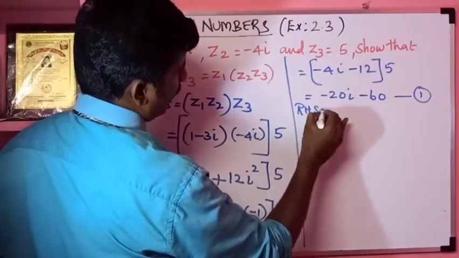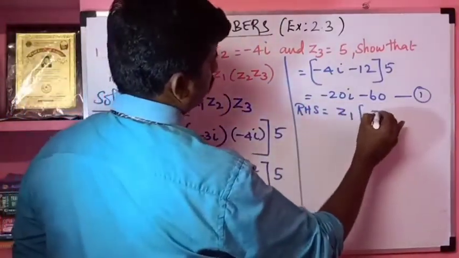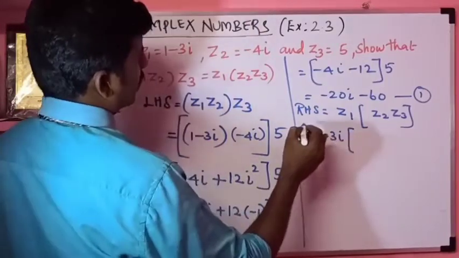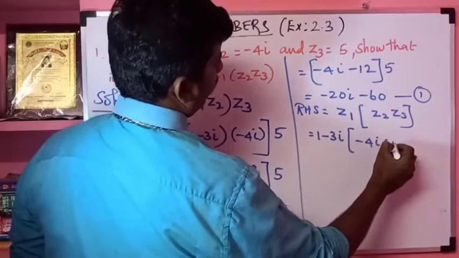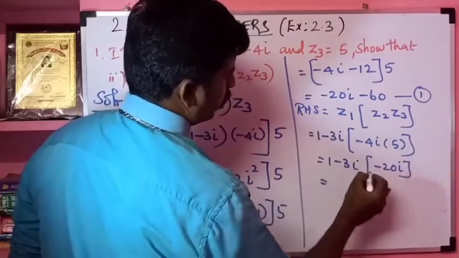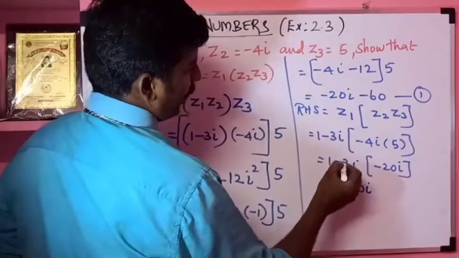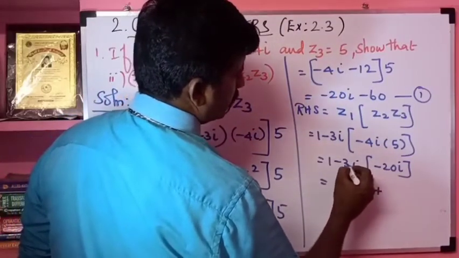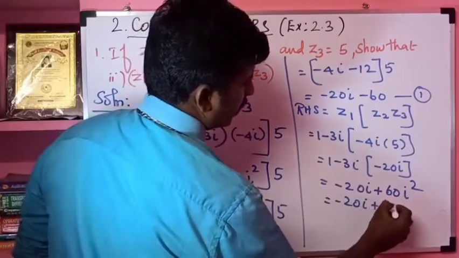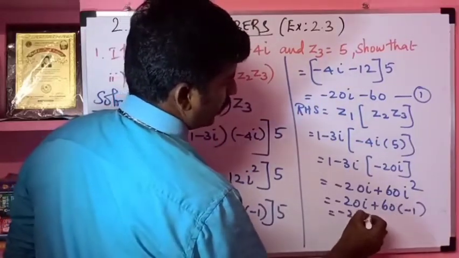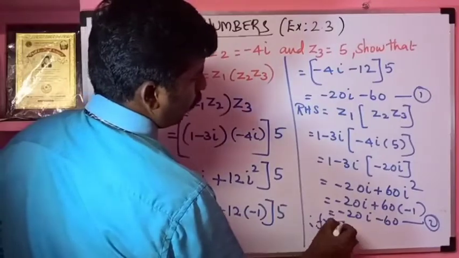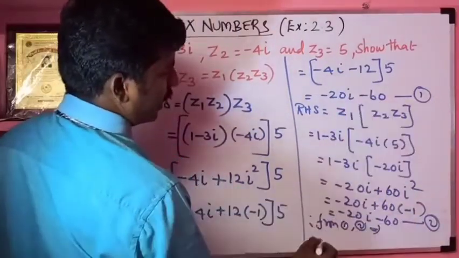Then the RHS side is z1 (z2 z3). So what is z1? It is 1 minus 3i, into z2, minus 4i, into z3, 5. So it is 1 minus 3i into minus 20i, which is 1 into minus 20i, minus 20i. Minus into minus is plus, 3 into 20 is 60, i into i is i square. So minus 20i plus 60 into minus 1, so minus 20i minus 60. This is equation 2. Right?